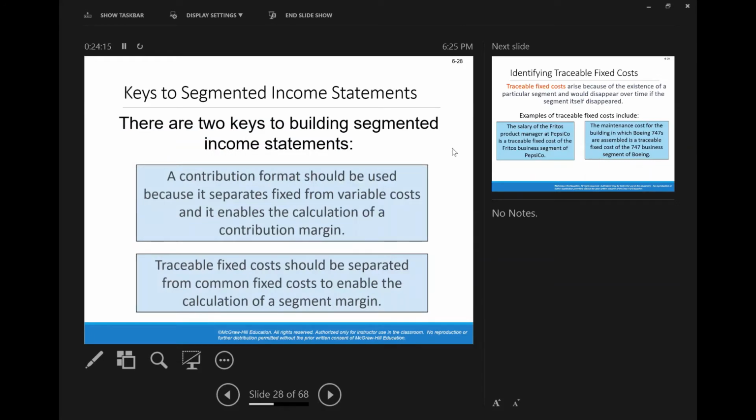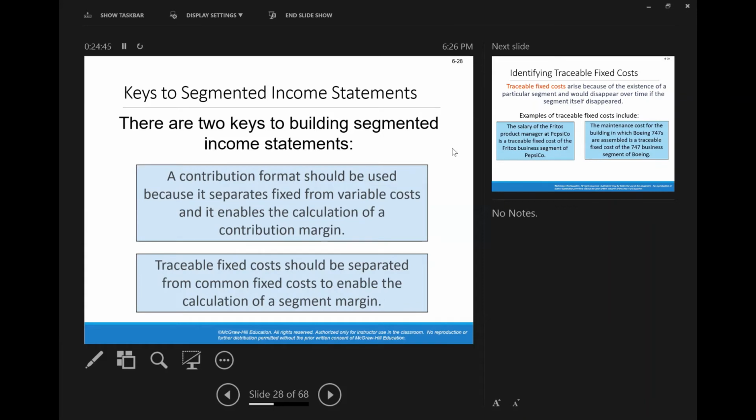Okay, so there are two keys to building segmented incomes. So a contribution format. Remember that contribution format is that variable costing where we're looking at sales minus the variable expense to get your contribution margin. So it's separating the fixed from variable costs, and it enables the calculation of the contribution margin. And then traceable fixed costs should be separated from common fixed costs to enable the calculation of the segment margin.